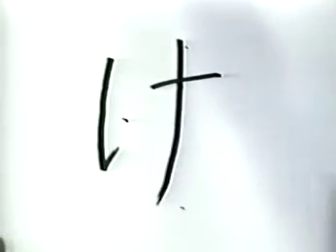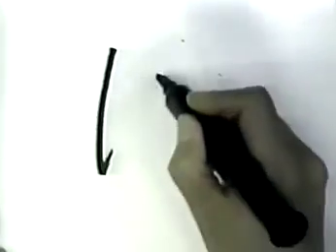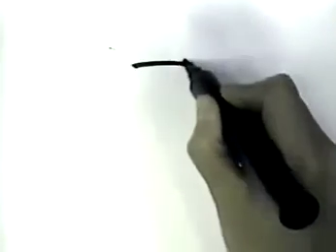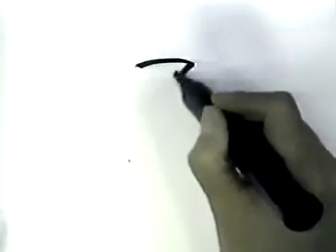And next one is ke. This is ke. Write again. Ke looks like this. And the last one on the ka line is ko. This is ko. Write again. Ko. Ko looks like this.